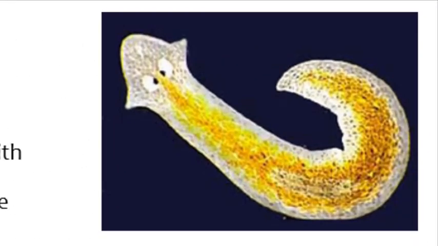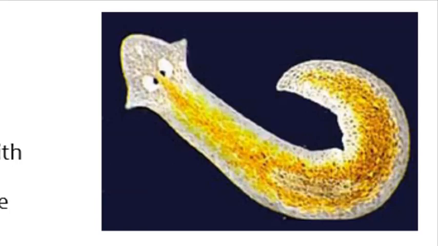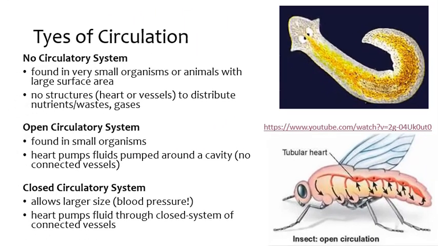These animals can be large, but since they're so flat, they have tons of surface area for gas exchange and tons of surface area in their digestive system, so nutrients can easily diffuse throughout the body.